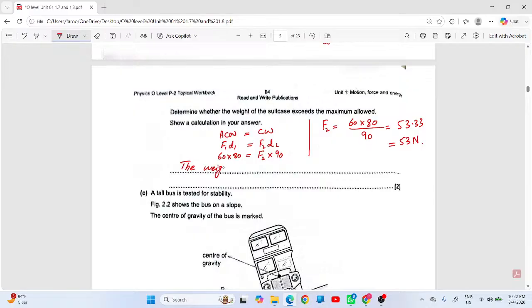The weight of suitcase is 53 Newton, and it is less than the maximum allowed limit. क्योंकि उन्होंने क्वेश्चन में कहा हुआ था the maximum allowed limit is 67, but the weight of the suitcase is 53 Newton. Any confusion?